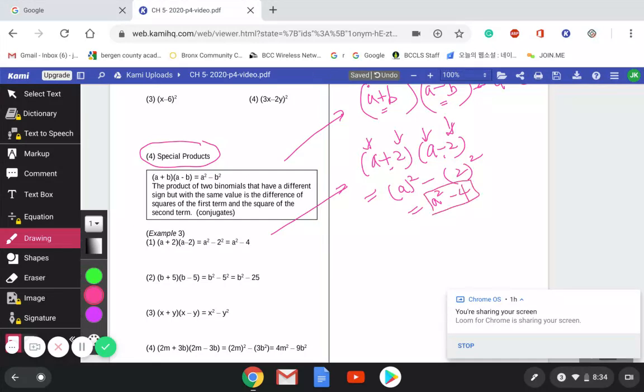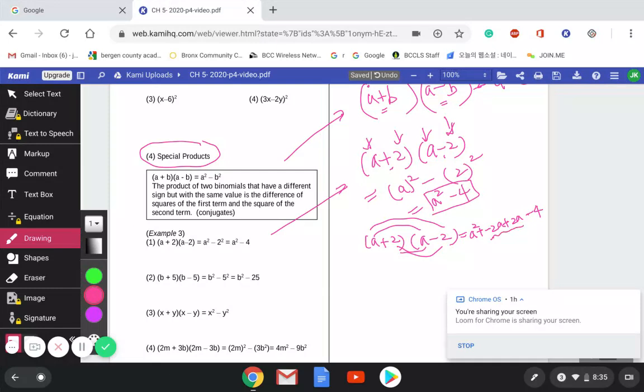So you mean I don't have to FOIL this? No, I don't. It comes out like this. Well, do you want me to show how to FOIL it? Yeah, I can show you. a plus 2, a minus 2, right? So a times a is a squared. a times negative 2 is negative 2a. 2 times a, positive 2a. 2 times negative 2, minus 4.